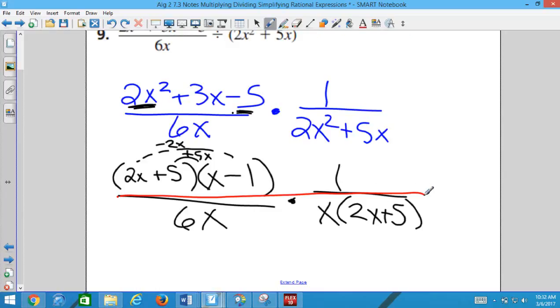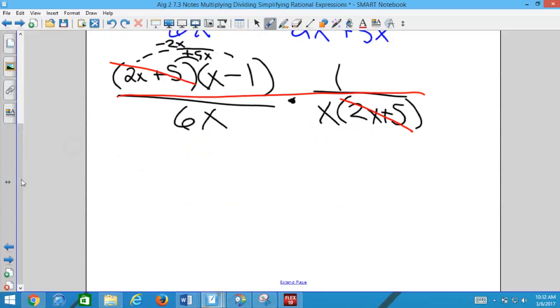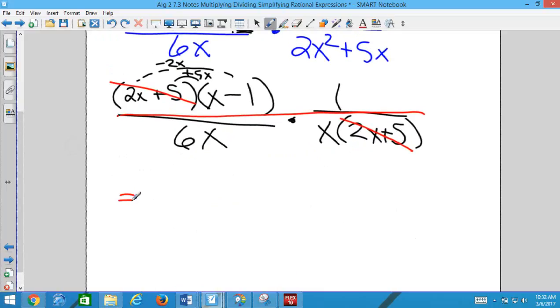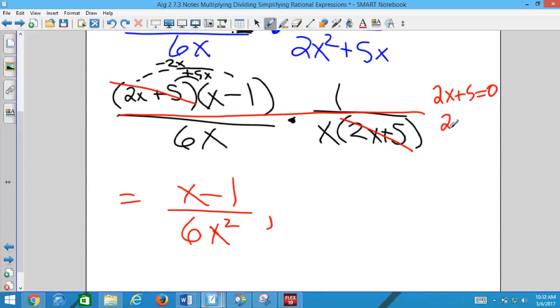So from here, I'm going to cancel out the 2x plus 5s, but nothing else cancels. So I'm going to multiply straight across, and I'll have x minus 1, and I don't need parentheses, over 6, and then we have 2 x's, so x to the second. So we look at our exclusions, and we see that 2x plus 5 canceled out, so I have to set 2x plus 5 equals 0 and solve it. So my exclusion is x cannot equal negative 5 over 2.